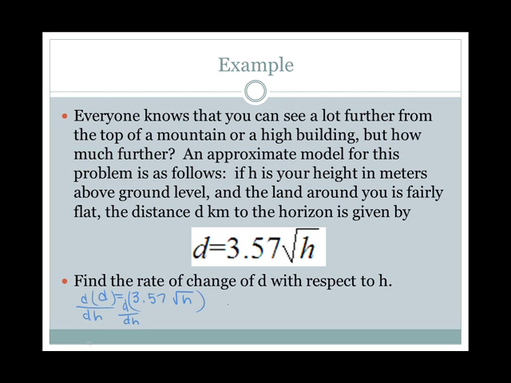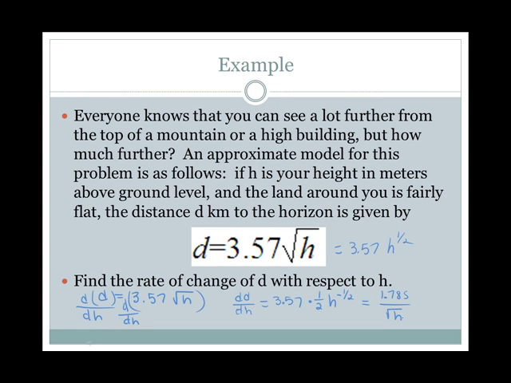So on the left we have the derivative of distance with respect to height, and now on the right side 3.57 is a constant. Remember, we can write this as 3.57 h to the 1/2. So we multiply it by a half and decrease that by 1. And the derivative of h with respect to h is just 1, so we won't have a dh over here. And so our final answer is 1.785 over the square root of h.